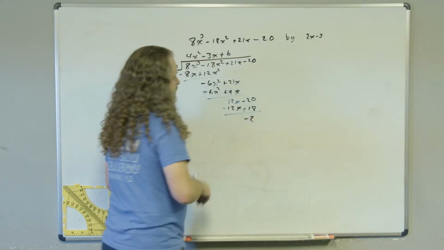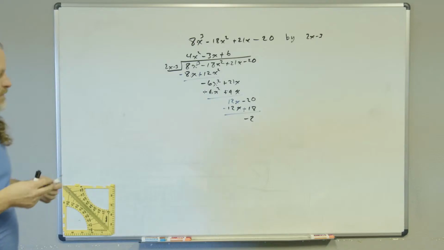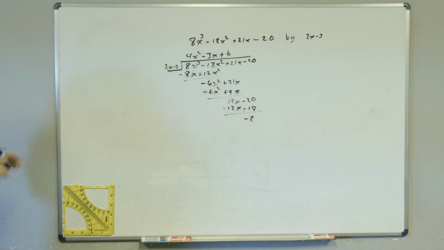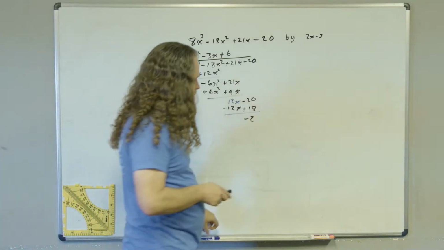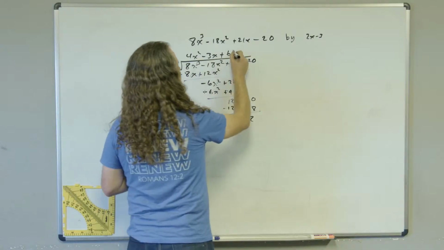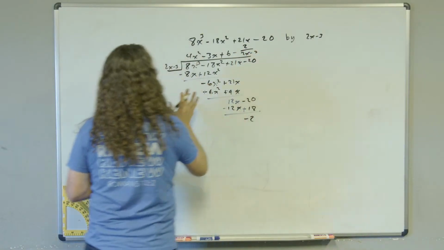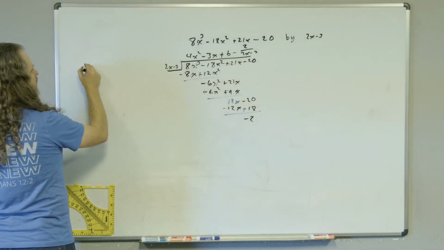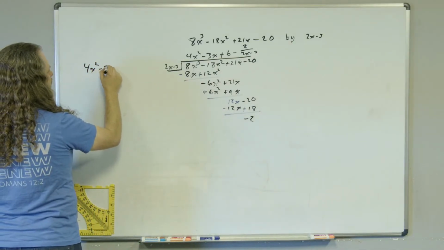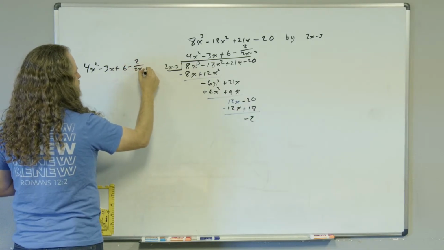Negative 2. Okay, so at the end of this problem, we didn't end up with a remainder of 0. So what do we need to do? How do we write the remainder? We add that over 2x minus 3. So the final answer is 4x squared minus 3x plus 6 minus 2 over 2x minus 3.